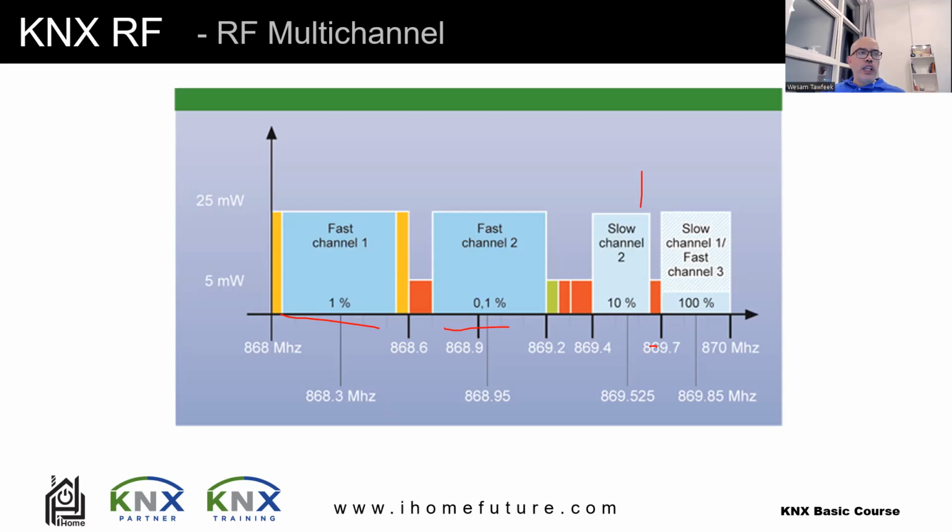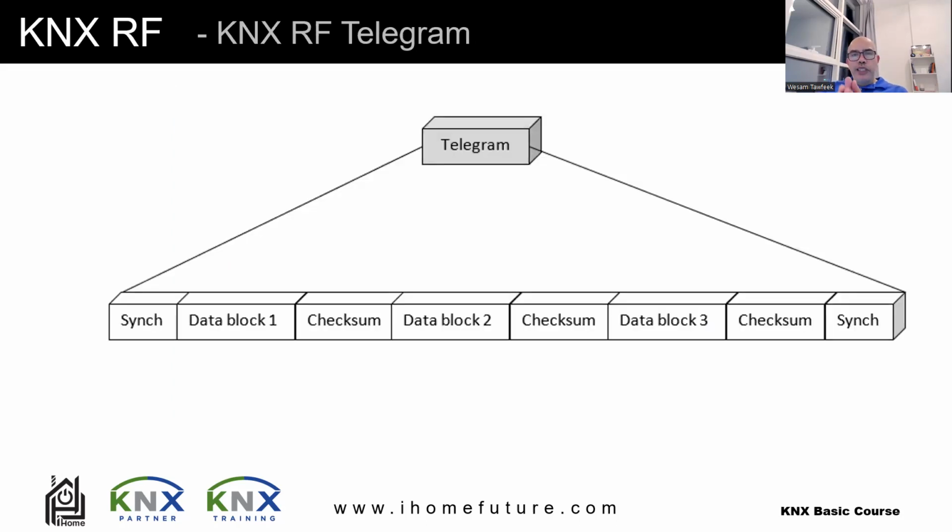Now talking about the telegram, it is the piece of information that KNX is using. So whenever I'm sending a chunk of data, I'm sending a telegram or more than one telegram. Okay, this is what we call it in KNX, a telegram. So it's like the chunk of data that's sent on the cable or even on the RF itself, on the waves. A telegram in KNX RF can be analyzed like that.